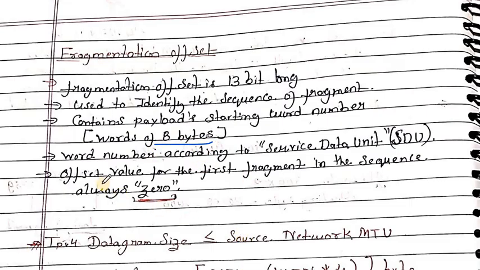Here the value of the first fragment of the sequence is always 0. Okay. The value of the first fragment offset is 0.